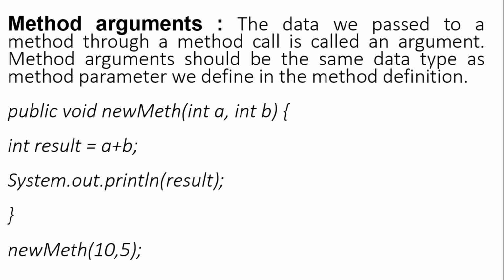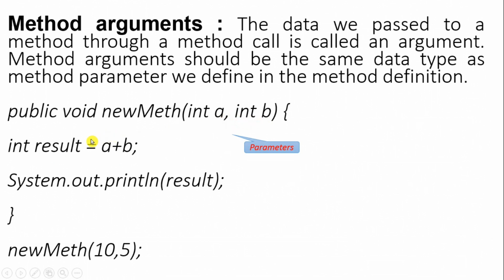Here we can see a simple declaration of a method with parameters and arguments. This is the method definition. These are the parameters named integer a and integer b, and these are the arguments which we pass through our method call. So friends, let's have a look at this method, where we have created a method named new method, and we are taking two parameters, integer a and integer b.